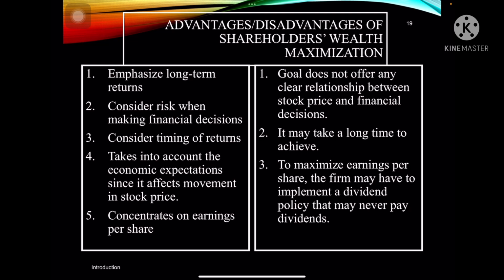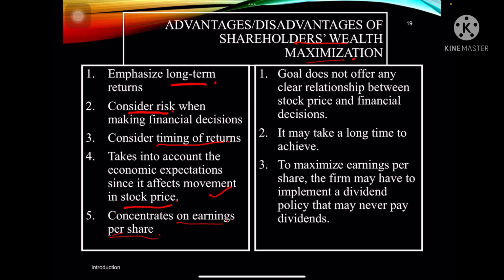Alright, next, the last one. So what are the advantages and disadvantages of shareholders' wealth maximization? Number 1 is emphasize long term, and then consider risk of uncertainty and so on. Number 3, timing of return, or time value of money just now. Number 4, taking into account the economic expectation since it affects movement in stock price. So here we also consider the expectation in the future, because it will affect the share prices. And then we concentrate on earnings per share. It means for one share, what is actually the earnings for that.